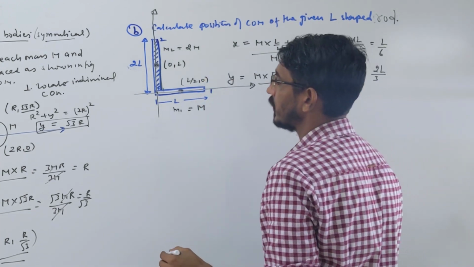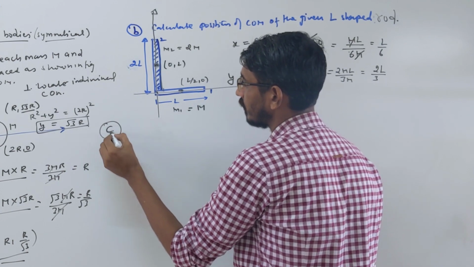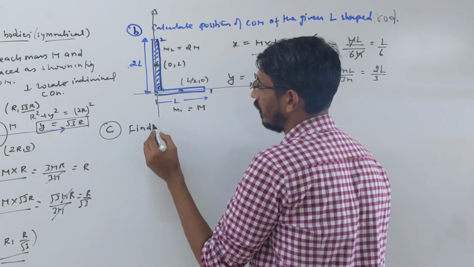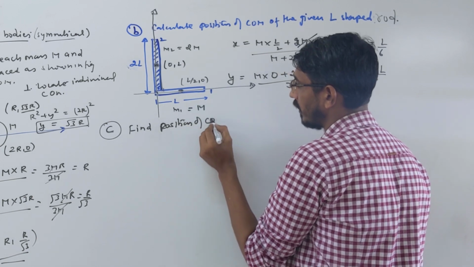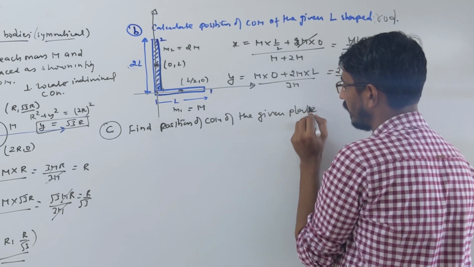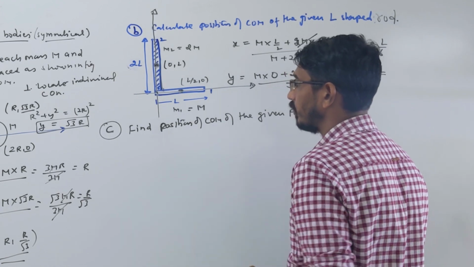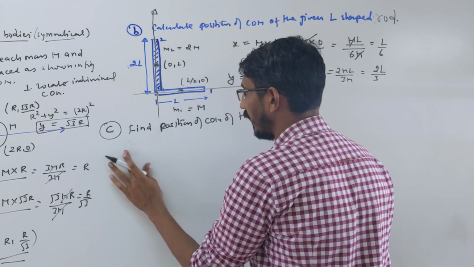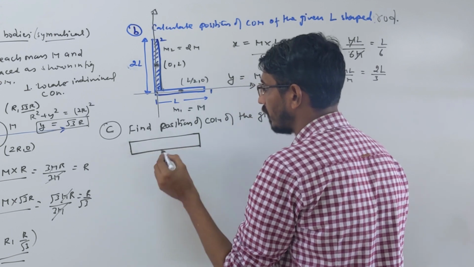Now we repeat the same question with a plate. Question C: find the position of the center of mass of the given plate. Now I'll talk about a plate, where thickness will matter. Suppose it is a T-shaped plate; a T-shape, I-shape, or any shape can be given. So this type of plate I'm talking about.